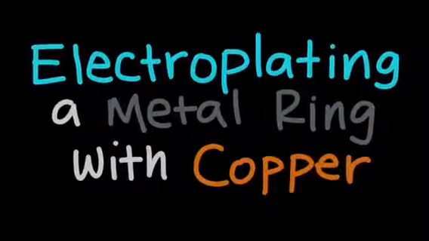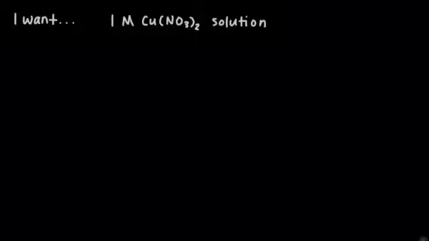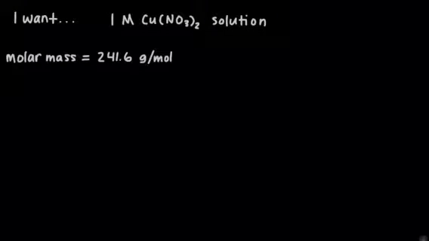For my demo experiment, I electroplated a metal ring with copper. The first thing I had to do in order to electroplate the ring was make a copper nitrate solution. First, I calculated the number of grams I needed to make a certain volume of solution of a certain molarity. I wanted a 1 molar solution of copper nitrate. The molar mass given on the bottle of copper nitrate I was using was 241.6 grams per mole.